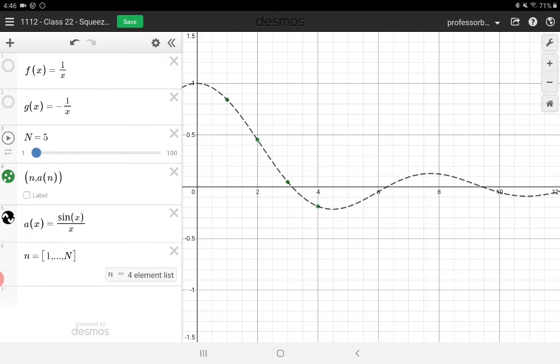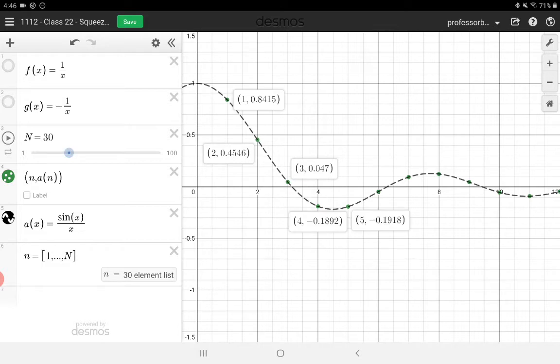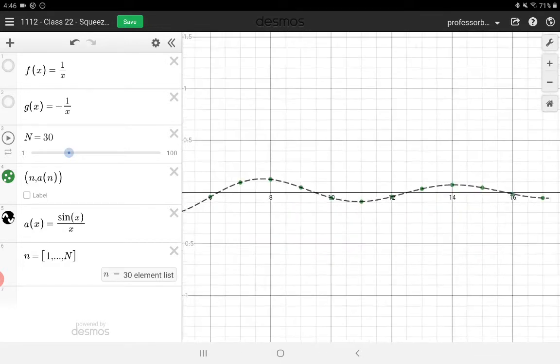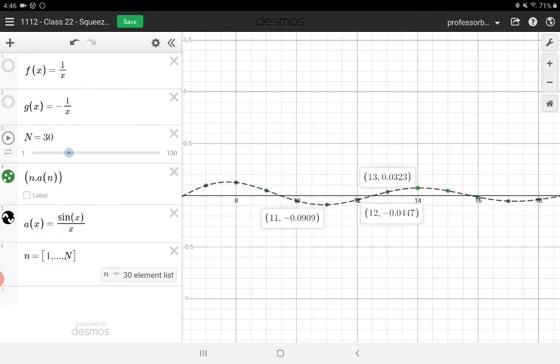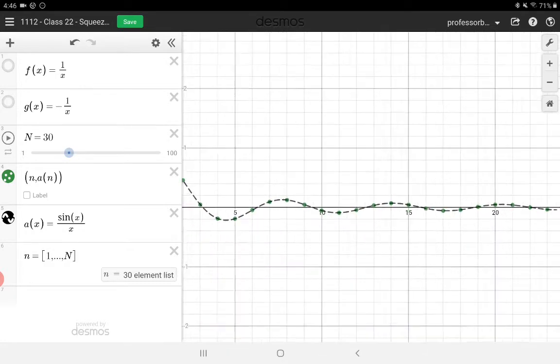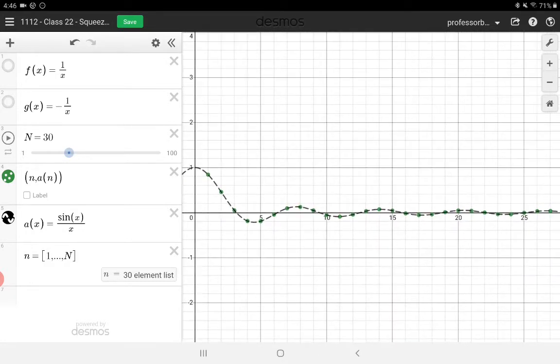And I can scroll my n slider bar here to add more points to that curve to show more terms of this sequence to see what they're doing. So notice how the y-coordinates are shrinking down, and then they go negative, and then they come back up positive, and then they go back down to negative territory. And if I scroll over here, they go positive again. But zooming out a little bit, notice that they're shrinking in magnitude. They're alternating in sign.